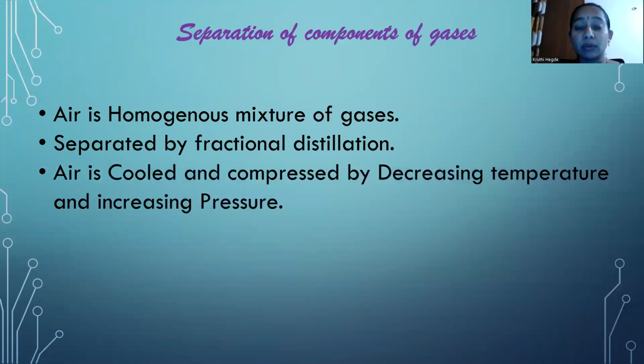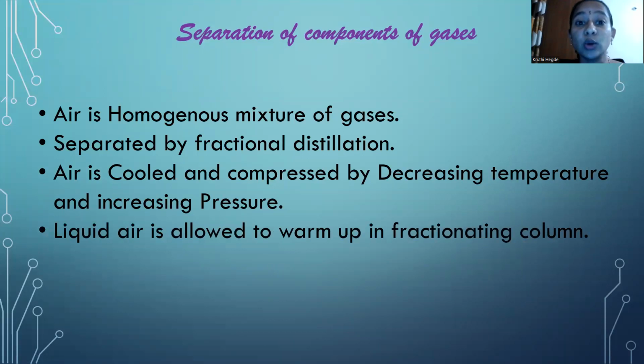Air is initially cooled and compressed. Why does it have to be cooled? Because in the gaseous state, it becomes difficult to separate the components of the gases. Hence, it is cooled and compressed. By reducing the temperature, we are cooling it, and by increasing the pressure, we are compressing it. When we do it simultaneously, air, which is in the gaseous form, will be converted to liquid.